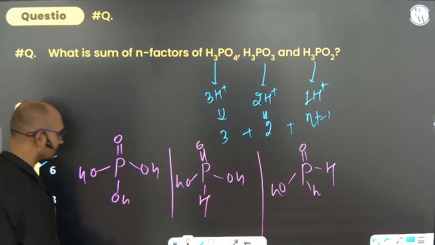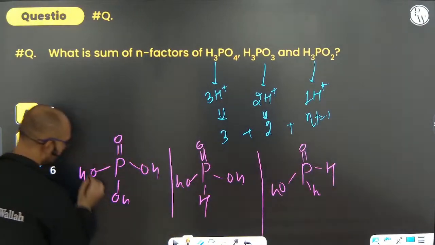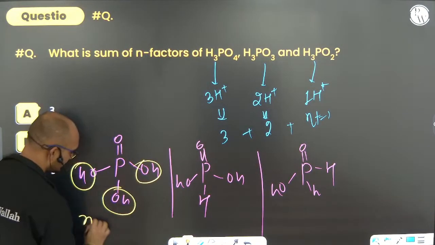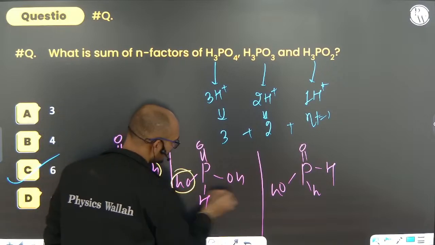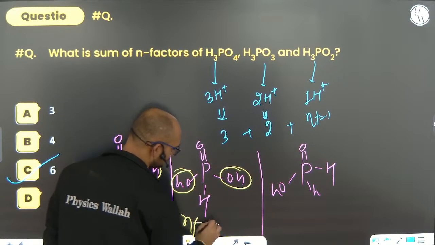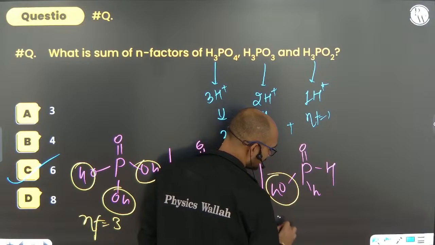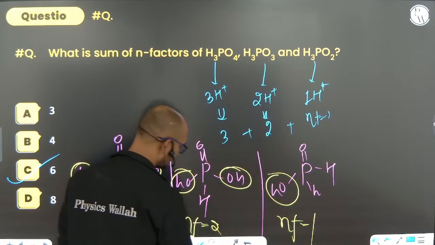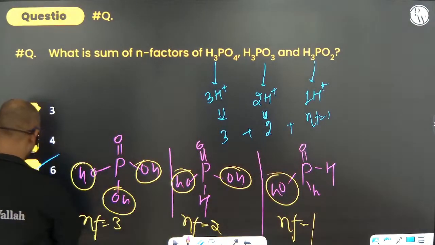Can you see how many OH bonds are there? You can see 1, 2, 3. Here n factor is what? 3. Here how many OH bonds are there? 2. So here n factor is how much? 2. How many OH bonds are there? 1. So there n factor is what? 1. I hope you understand how it is coming. So the option is 6.